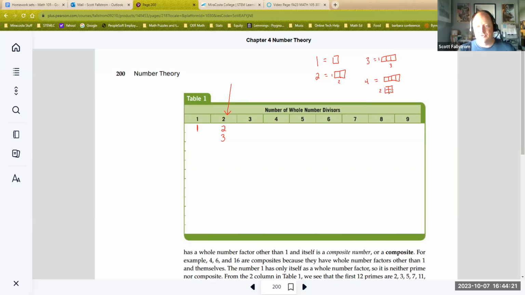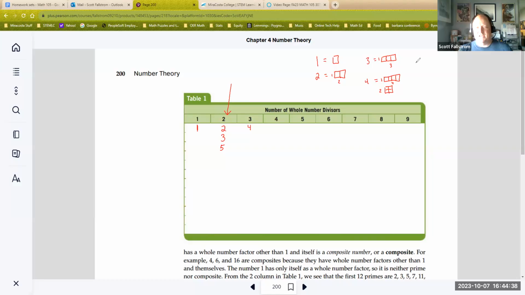So let's see here. We have 2 by 2 and a 1 and a 4. So the numbers would be a 1, a 2, and a 4. That's 3 divisors. So I put the number 4 in column 3. Okay. The number 5 is only the 1 times 5. So I put that right over here.